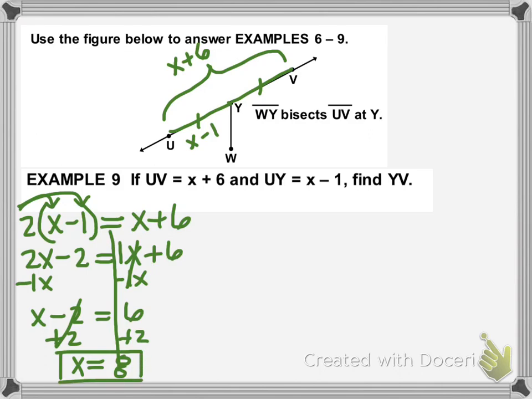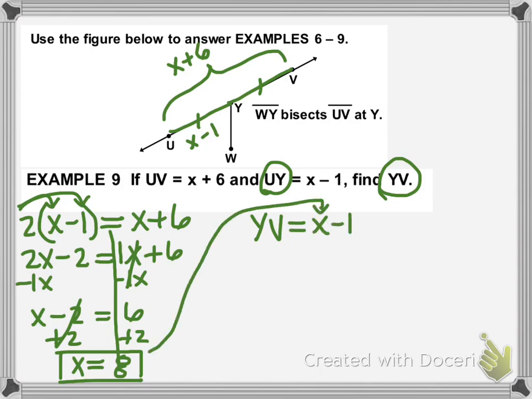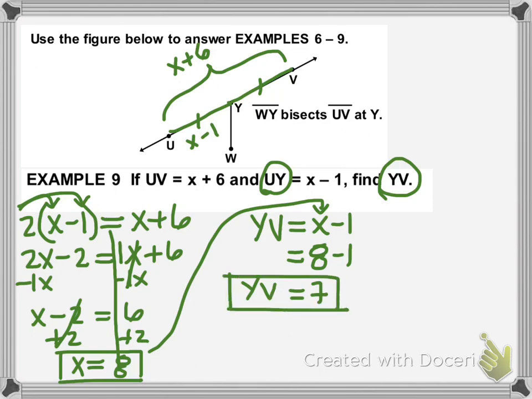So it is asking us to find YV though. YV equals UY, which equals x minus 1. So YV also equals x minus 1. Since we know that x is 8, we're going to plug it in with 8. And 8 minus 1 is 7. So YV has a length of 7.